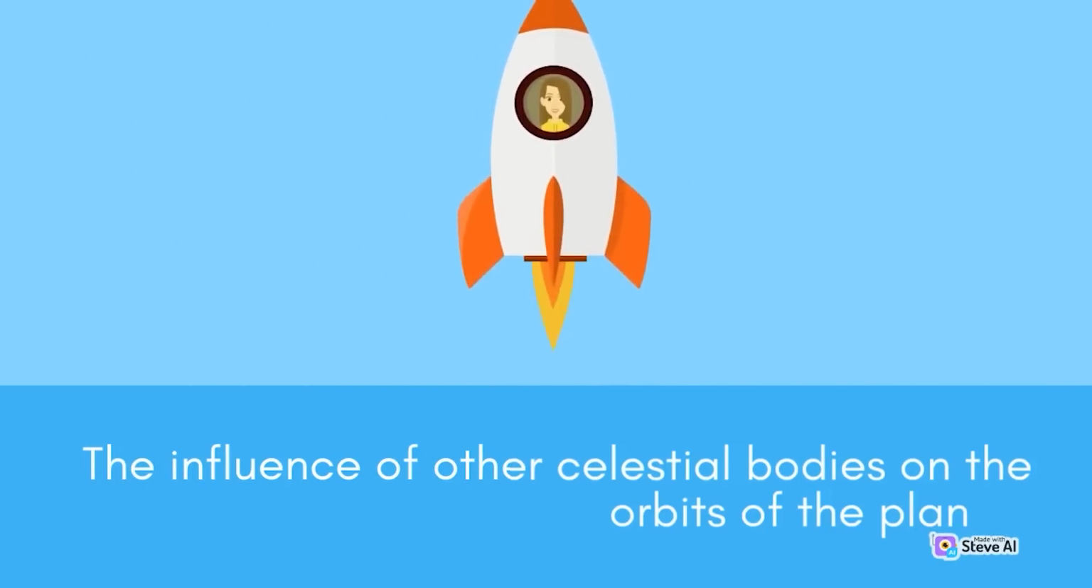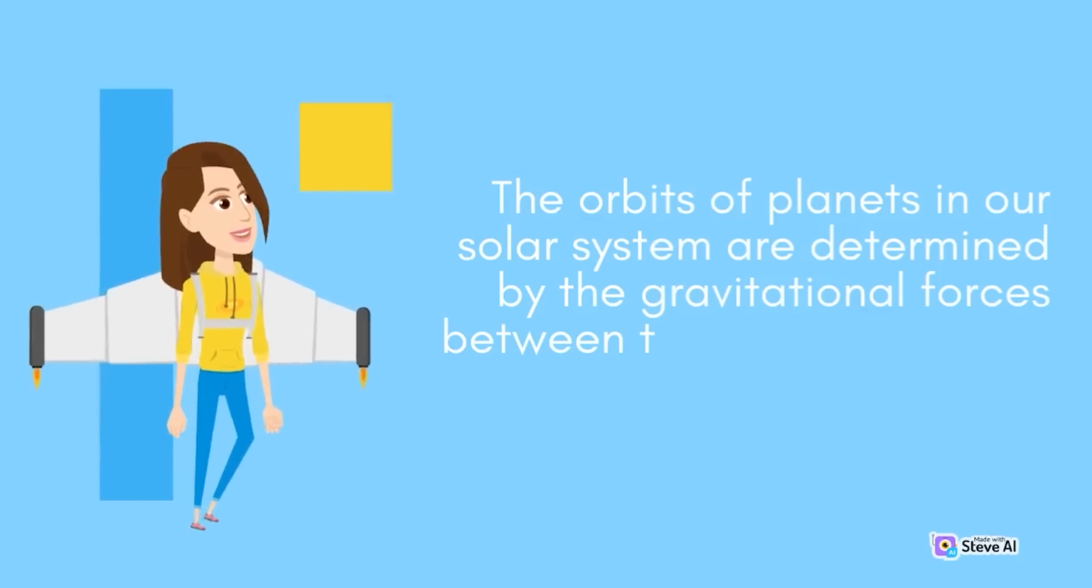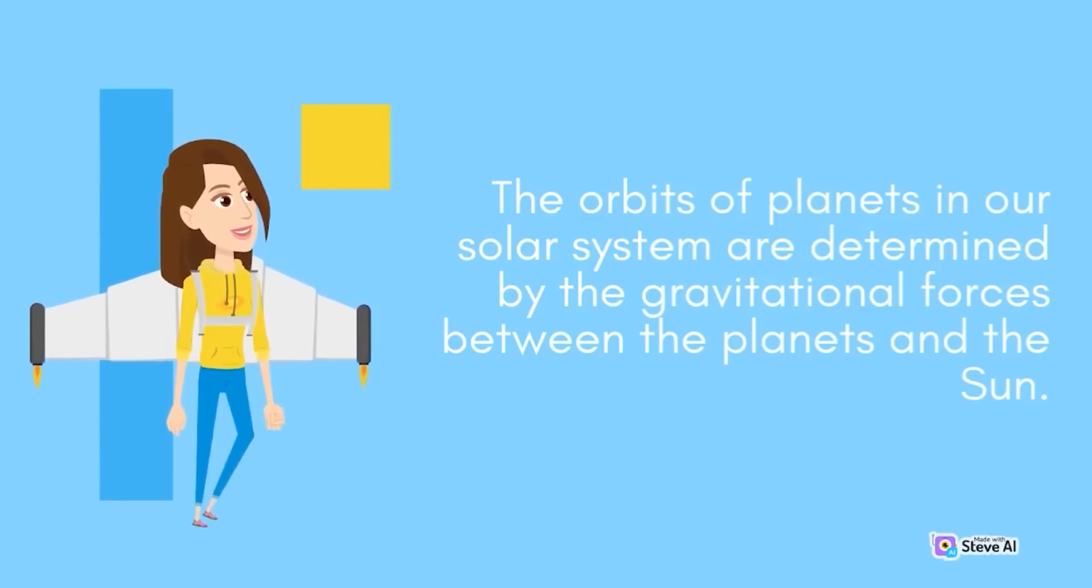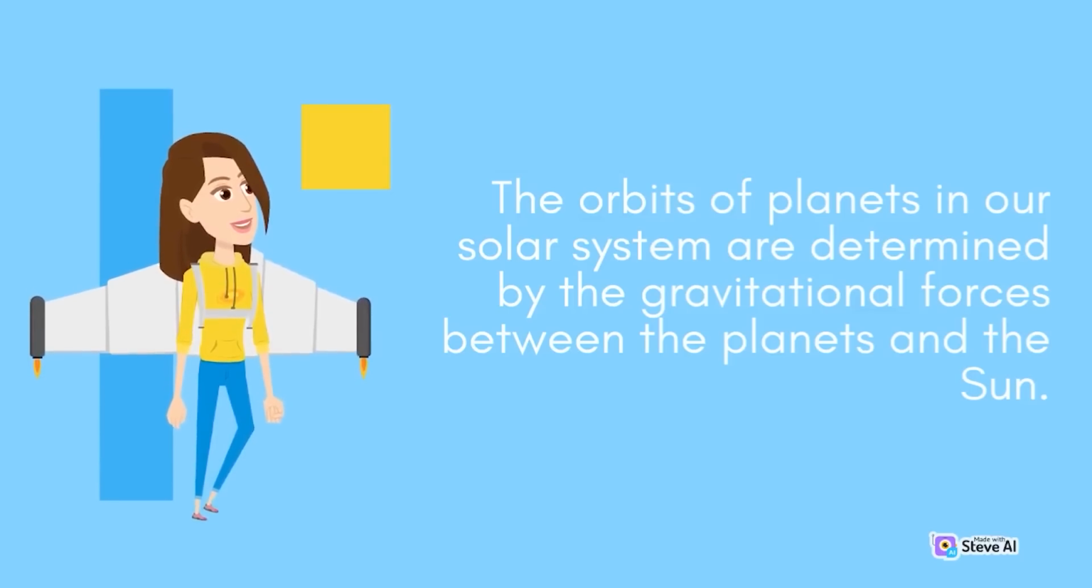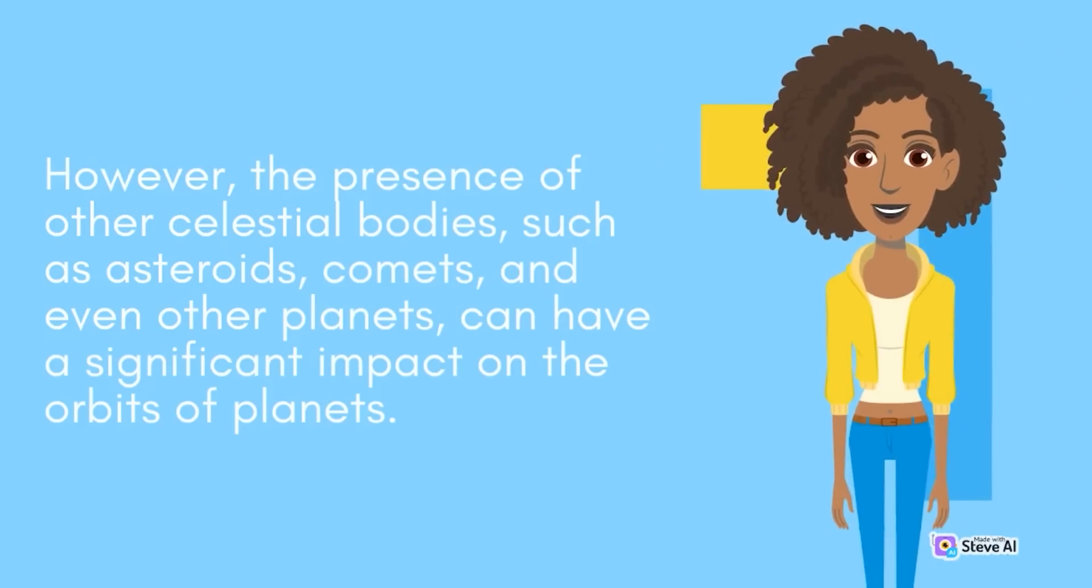The influence of other celestial bodies on the orbits of the planets. The orbits of planets in our solar system are determined by the gravitational forces between the planets and the Sun. However, the presence of other celestial bodies, such as asteroids, comets, and even other planets, can have a significant impact on the orbits of planets.